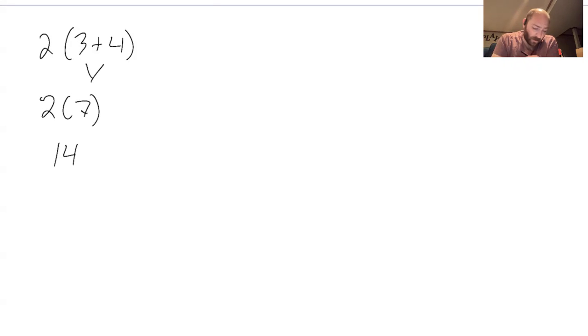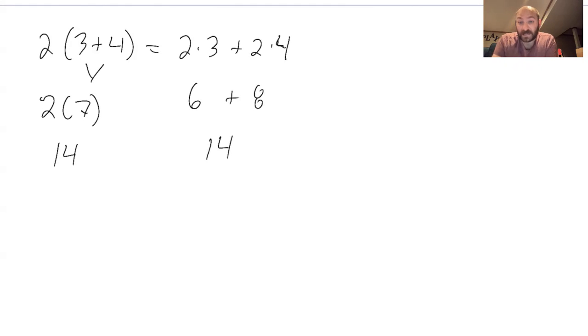But if I do distributive property, then this should still be the same. If I take 2 times 3 and 2 times 4, that should come out the same way. 2 times 3 is going to give me 6. 2 times 4 is 8. Look at that. I get 14. Awesome. It's nice when it works out that way. Okay. So that's what we're looking at here. Distributive property does work for real numbers.